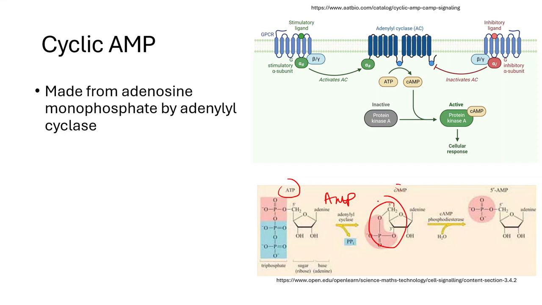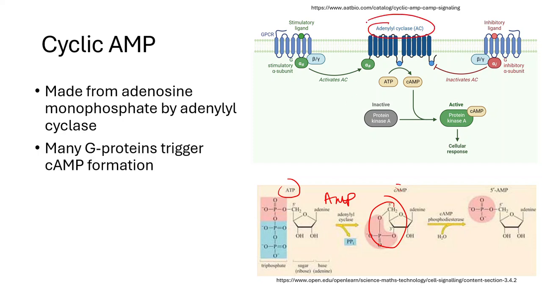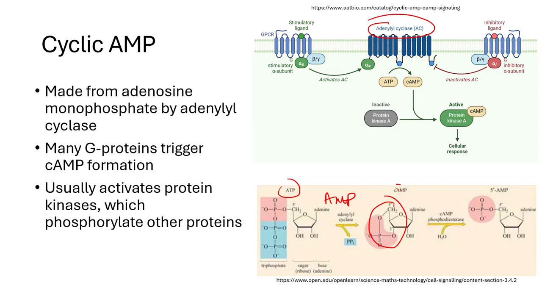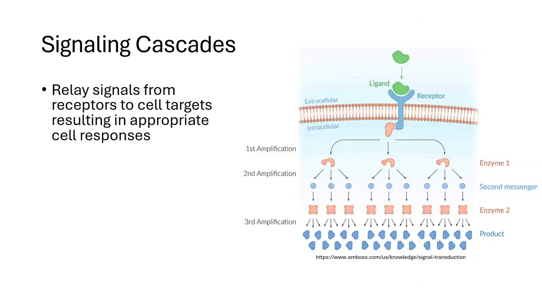And cyclic AMP is produced by an enzyme called adenylyl cyclase, which is up here. Adenylyl cyclase is often activated by a G protein and then will form cyclic AMP, which usually goes on to activate protein kinases, which phosphorylate other proteins.